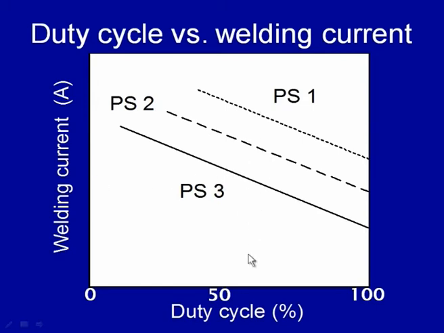So, for a given duty cycle, the best quality power source will allow a higher welding current, while the poor quality power source will allow a lower welding current under the identical duty cycle, because the poor welding power source will not have the capability to withstand the heat generated during welding, and it will have a tendency to get damaged because of overheating.